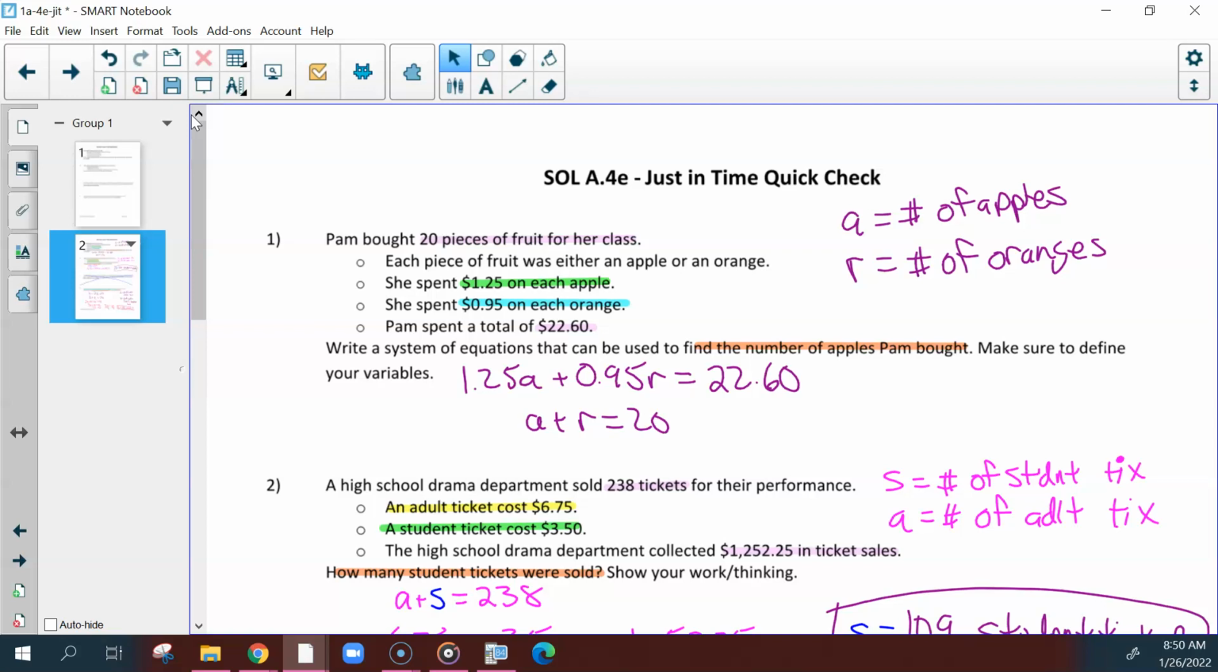It also said define your variables, so remember, don't just put A equals apples. It should be the specific number of apples or total number of apples, either or. Do you have any questions on number 1?